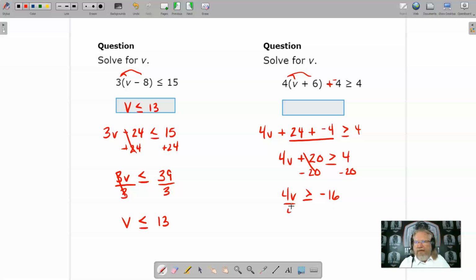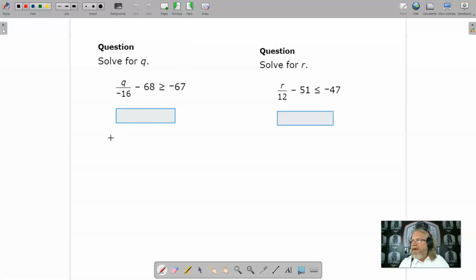Now I need to divide by 4 to get this 4 off that v that's being multiplied. So we're going to divide, and what we do to one side, we do to the other. The 4's cancel each other, leaving us with v greater than or equal to, and negative divided by positive is negative, and 16 divided by 4 is 4. So my final answer is here: v is greater than or equal to negative 4.